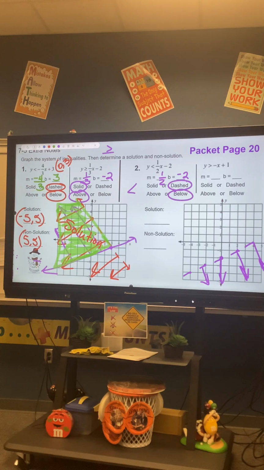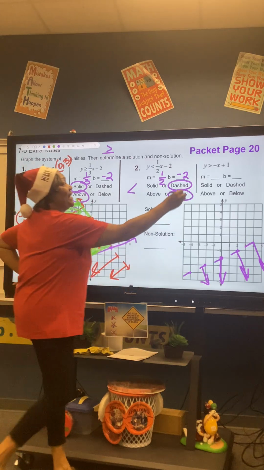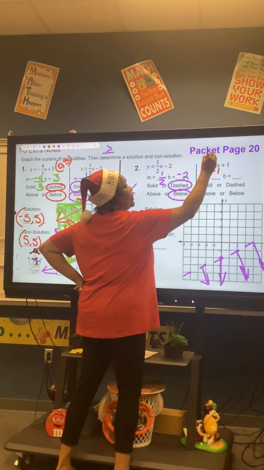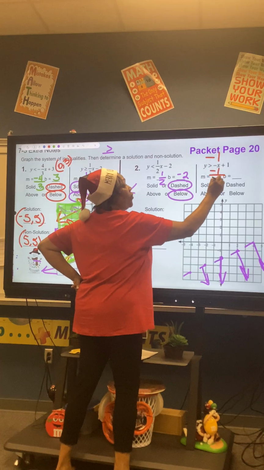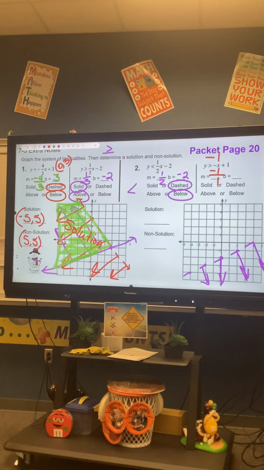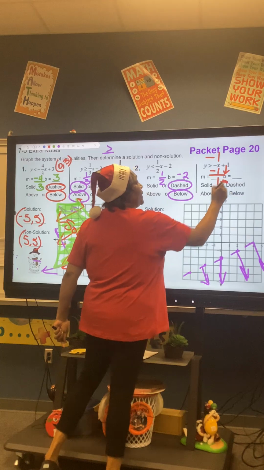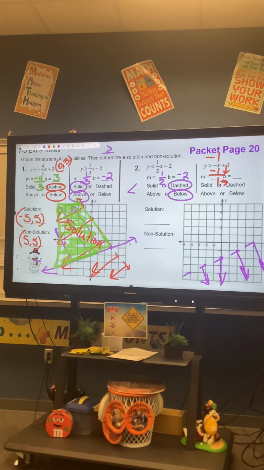So y is greater than negative x plus 1. When you have a negative x, it's saying a negative 1, so negative 1 over 1. Only one of those numbers can be negative, because a negative divided by a negative gives me a positive. So we're going to go down 1 because we have a negative 1, and we're going to go to the right because we have a positive 1.